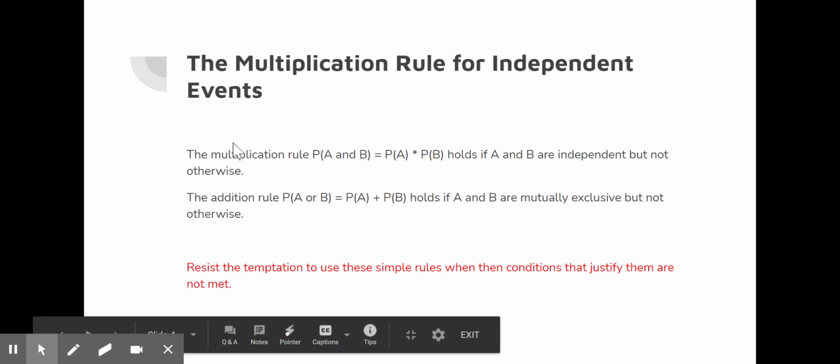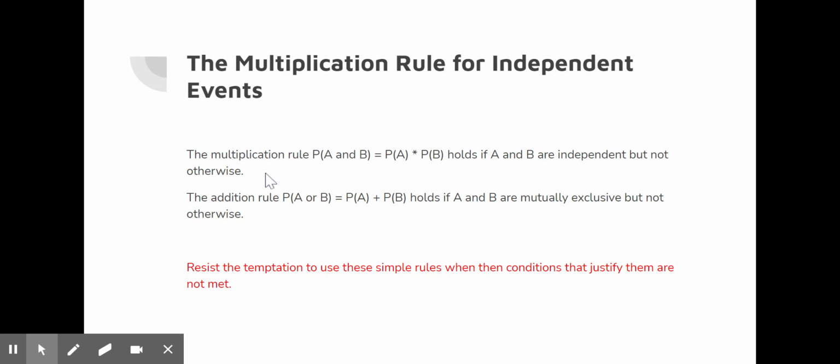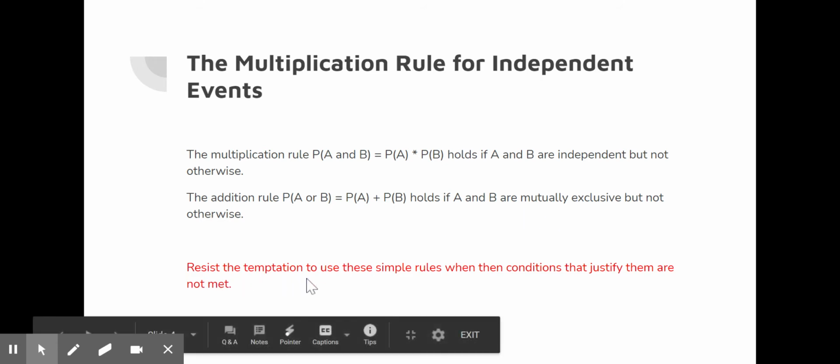So the multiplication rule, this is more of the same stuff. In addition, the addition rule, probability of A or B, the probability of A plus the probability of B will hold if A and B are mutually exclusive, but not otherwise. Mutually exclusive, remember, is just they can't happen at the same time, right? Resist the temptation to use these simple rules when the conditions that justify them are not met.